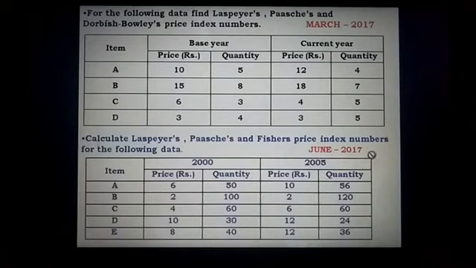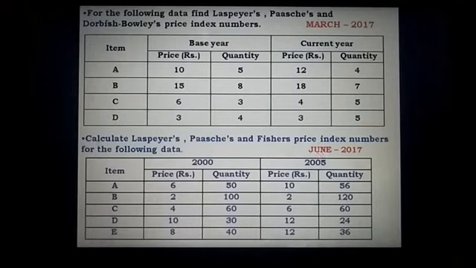Next, in June 2017, calculate Laspeyres', Paasche's and Fisher's index number for the following data. This is also similar to the previous one: 3 formulas, 3 marks; 3 end answers, again 3 marks. It became 6 marks in total. And the required calculations in terms of tabular columns carry 4 more marks. So it is a 10 mark question. So every year we are observing March and June, the end year examination and the supplementary examination.